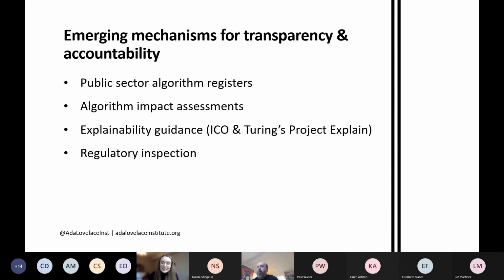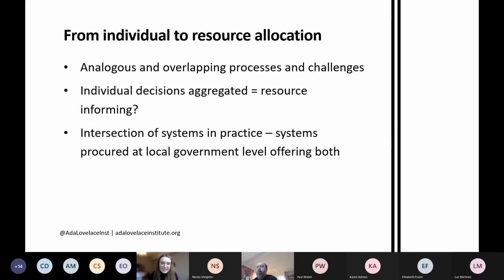So to flow that back into today, I'm really excited about the conversation that Peter's brought and everyone's brought together, to really think about this resource allocation problem, particularly because, in addition to the connections that Peter highlighted earlier, and the obvious analogous and overlapping processes and challenges, individual decisions aggregated potentially become resource-informing data.